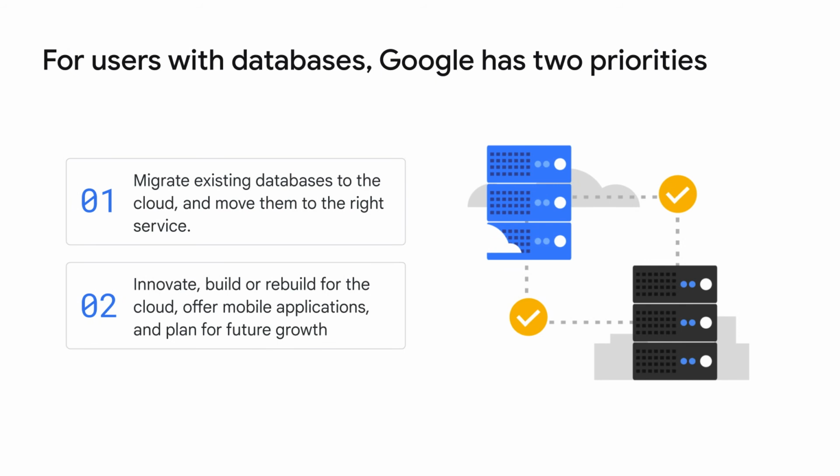For users with databases, Google's first priority is to help them migrate existing databases to the cloud and move them to the right service. This will usually be users moving MySQL or Postgre workloads to Cloud SQL. The second priority is to help users innovate, build or rebuild for the cloud, offer mobile applications, and plan for future growth.